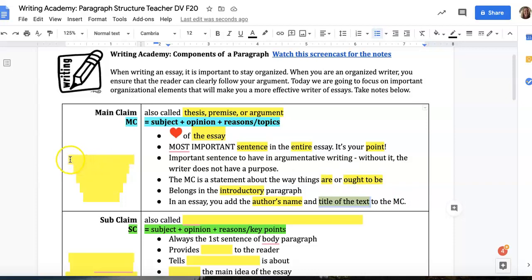Something important for you to know is that the main claim is always the very, very last sentence in the introductory paragraph. I even encourage my AP Lang students to do this, making sure that that sentence is the last sentence in the paragraph. What that does is it ensures to your reader that that's the most important point, and it's the part that's sort of left ringing in their ears as they go on to your first body paragraph. So that's the main claim.